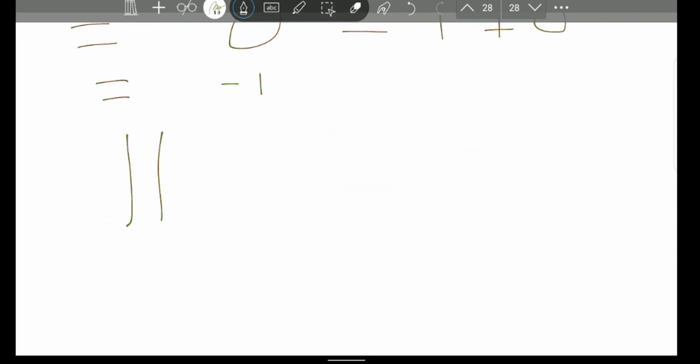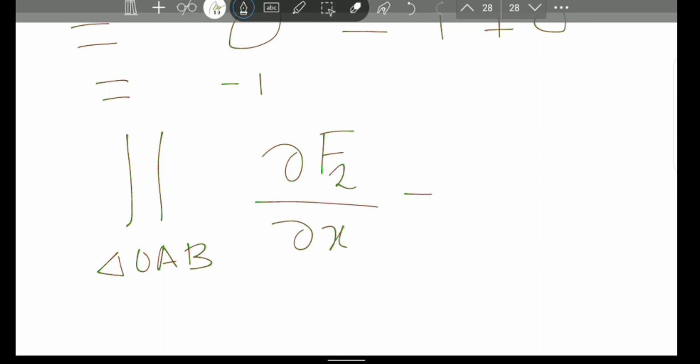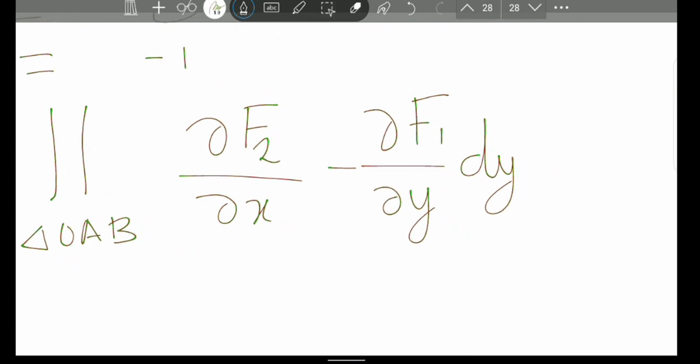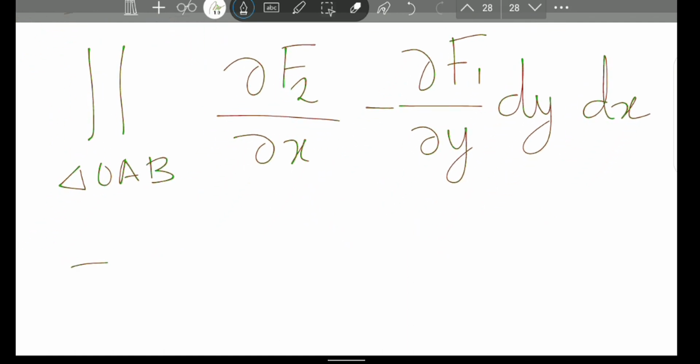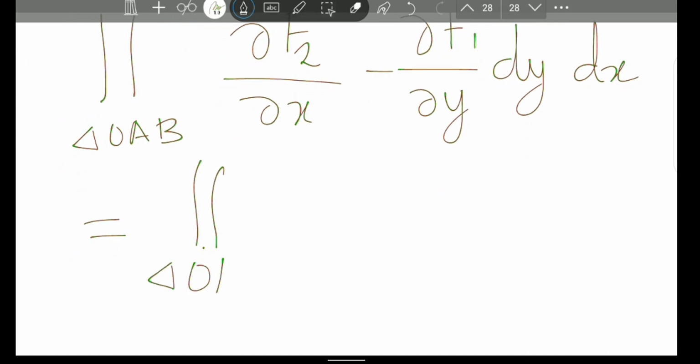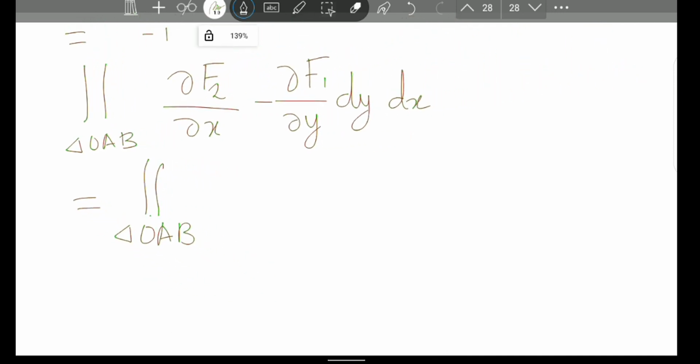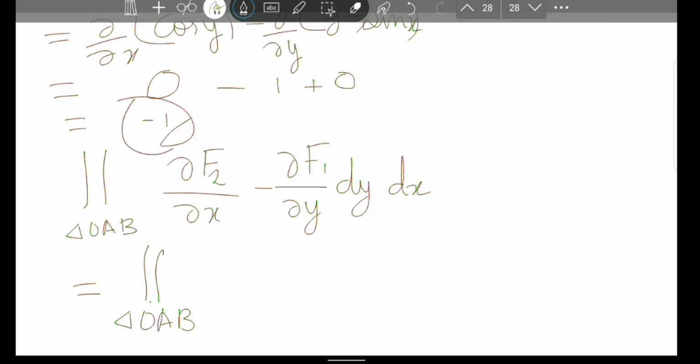Therefore, the integral over the region, the region is your triangle OAB, of del f2 by del x minus del f1 by del y dy dx is just equal to the integral over the region, triangle OAB, of del f2 by del x minus del f1 by del y, which is just a pretty simple number, minus 1. We love it. Minus 1 dy dx. So easy now.